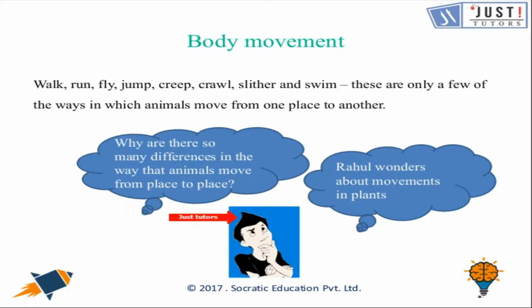Now Rahul right here is wondering why there are so many differences in the way that animals move from place to place. Now these differences could be because of the structure that they have and also because of the part of the body they engage in movement. He's also wondering about the movement in plants. Now you can always think about if the plants can move from one place to another. The obvious answer would be no.